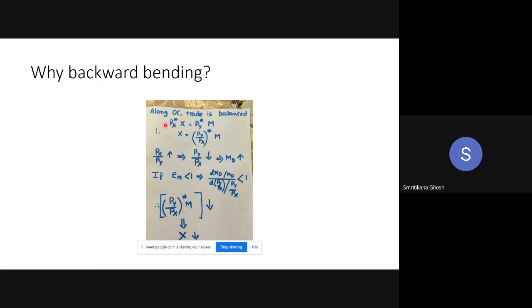Is this derivation okay or not? Ma'am, can you give an example? Yes, can you give an example?